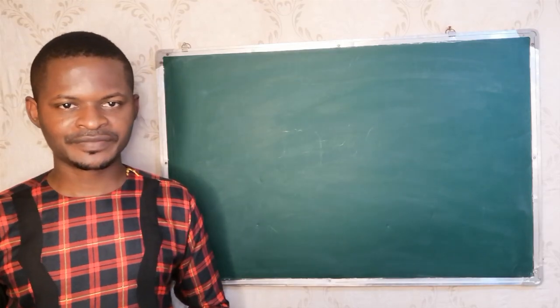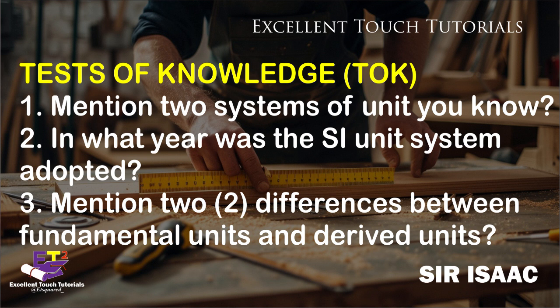Now it's quiz time. Number one, mention two systems of units that you know. Number two, in what year was the SI unit system adopted? Number three, mention two differences between fundamental units and derived units. Please do leave your answer in the comments.